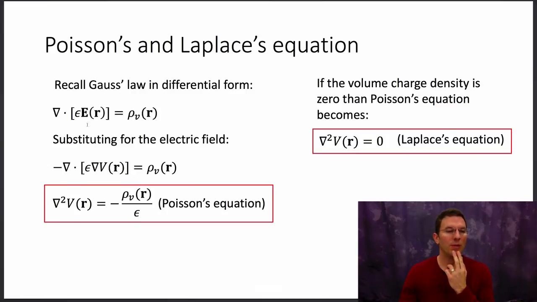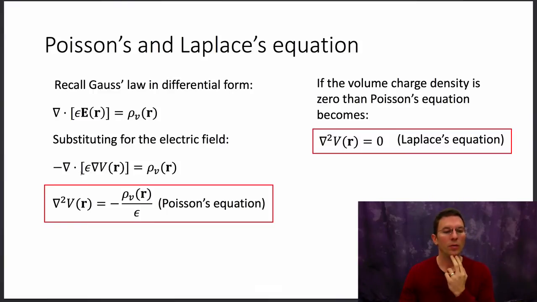We're going to substitute for the electric field. We're going to use the expression that the electric field is equal to minus the gradient of the potential, and we're just going to substitute that right in here. What we end up with is minus the divergence of epsilon times the gradient of the potential. And there's a vector identity that says that the divergence of the gradient in this case is equal to the Laplacian, in the case where you have an irrotational field, which we do in this case.